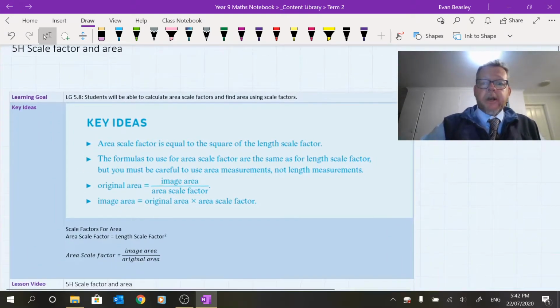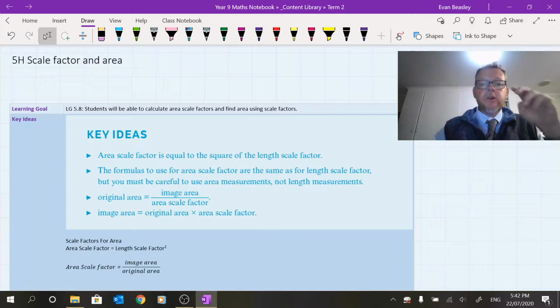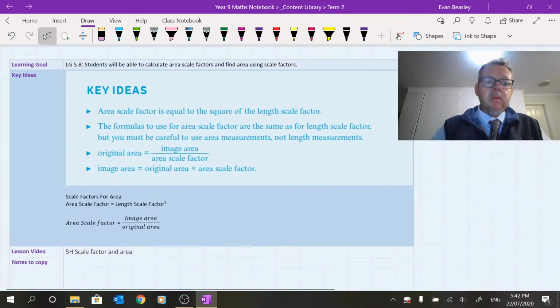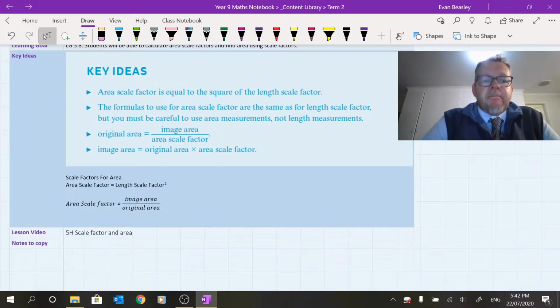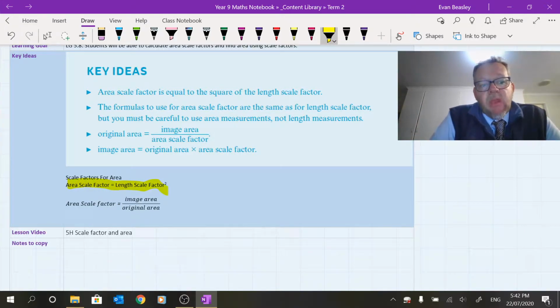So let's have a look at our relationships today. We want you to be able to calculate area scale factors and find area using scale factors. So let's have a look at the main point. The area scale factor is equal to the square of the length scale factor. Now I've just written it like this down here. Area scale factor equals length scale factor squared.